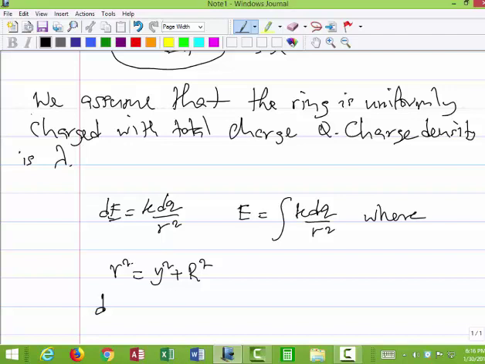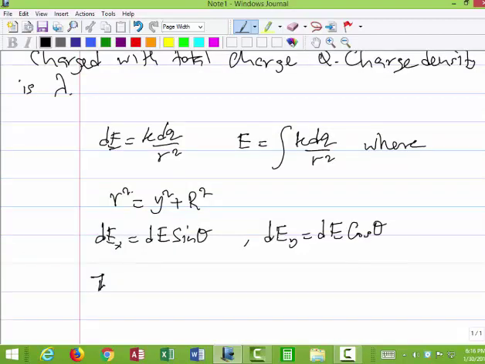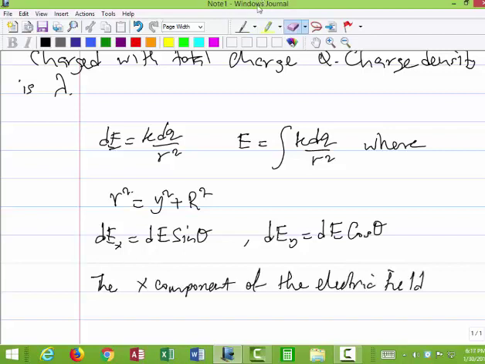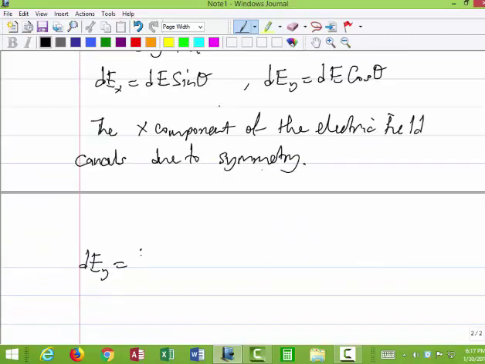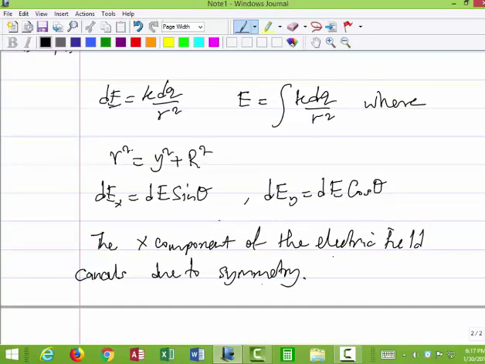Our x component of the electric field, dEx, is equal to dE sine theta, and our y component, dEy, is dE cosine theta. The x component of the electric field disappears by symmetry, so it cancels. The only component we shall have left is the y component, which is pointing straight up and is equal to dE cosine theta.